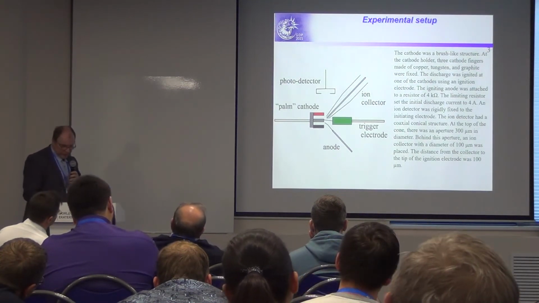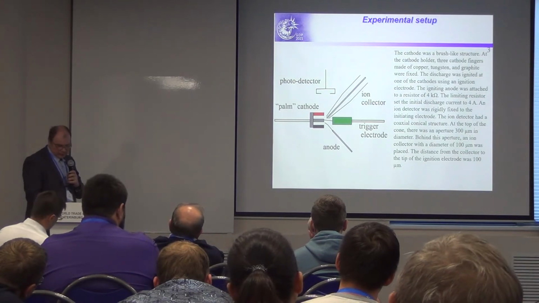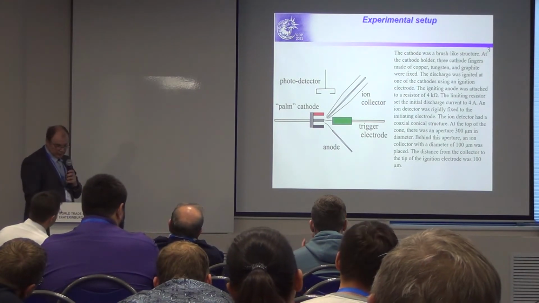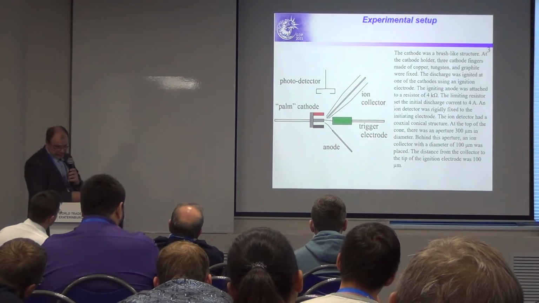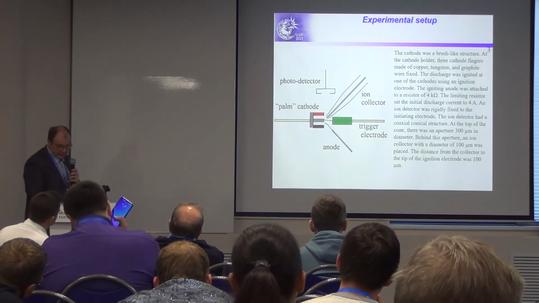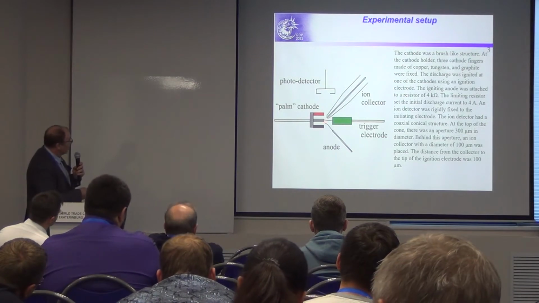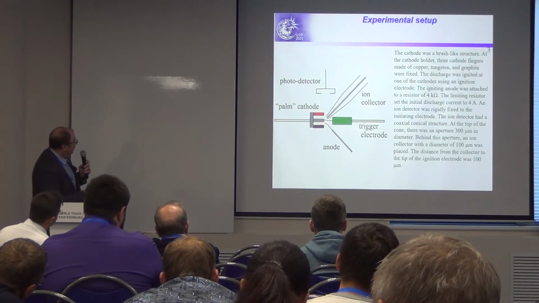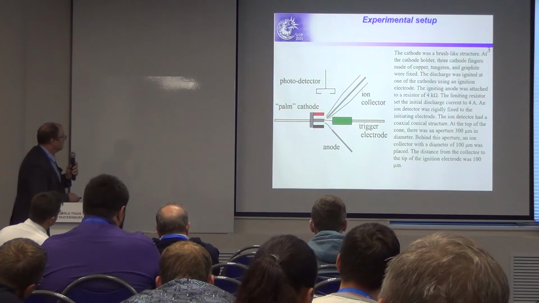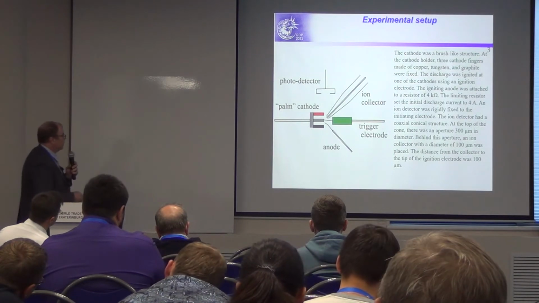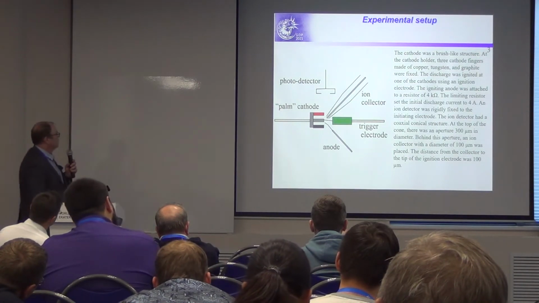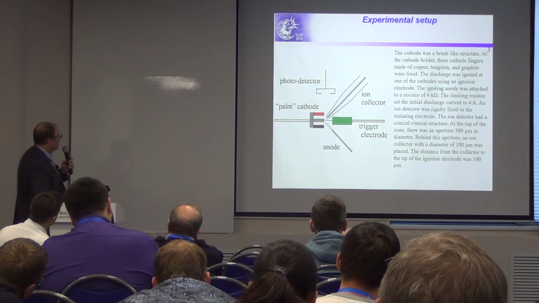The main idea of the ion current measurements is the use of a small-sized, very close-placed ion detector, as the delay time of the ion current from the cathode to the ion detector was less than the previously estimated lifetime of the cathode spot.